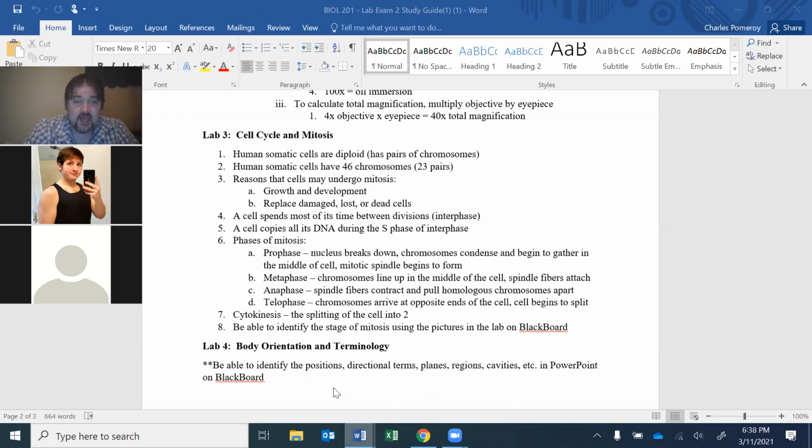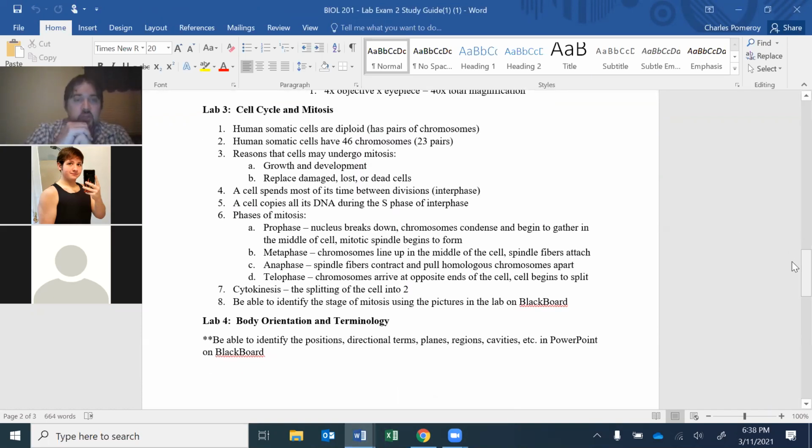If you look at the study guide, it says cell cycle and mitosis. You need to know that human somatic cells are diploid. That means they have pairs of chromosomes. You have to know what the word diploid is: pairs of chromosomes. Somatic cells have 46 chromosomes or 23 pairs. You've got reasons that cells may undergo mitosis. A cell spends most of its time in interphase. A cell copies all of its DNA during S phase of interphase.